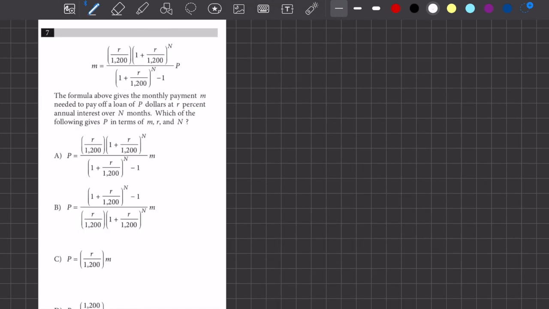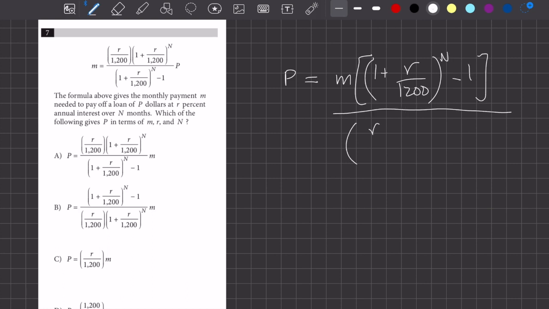For question 7, we are asked to rewrite the equation, making p the subject. So we cross-multiply. Denominator on the right multiplies with numerator on the left, and numerator on the right multiplies with the denominator on the left. It cannot be simplified further, giving us option B.